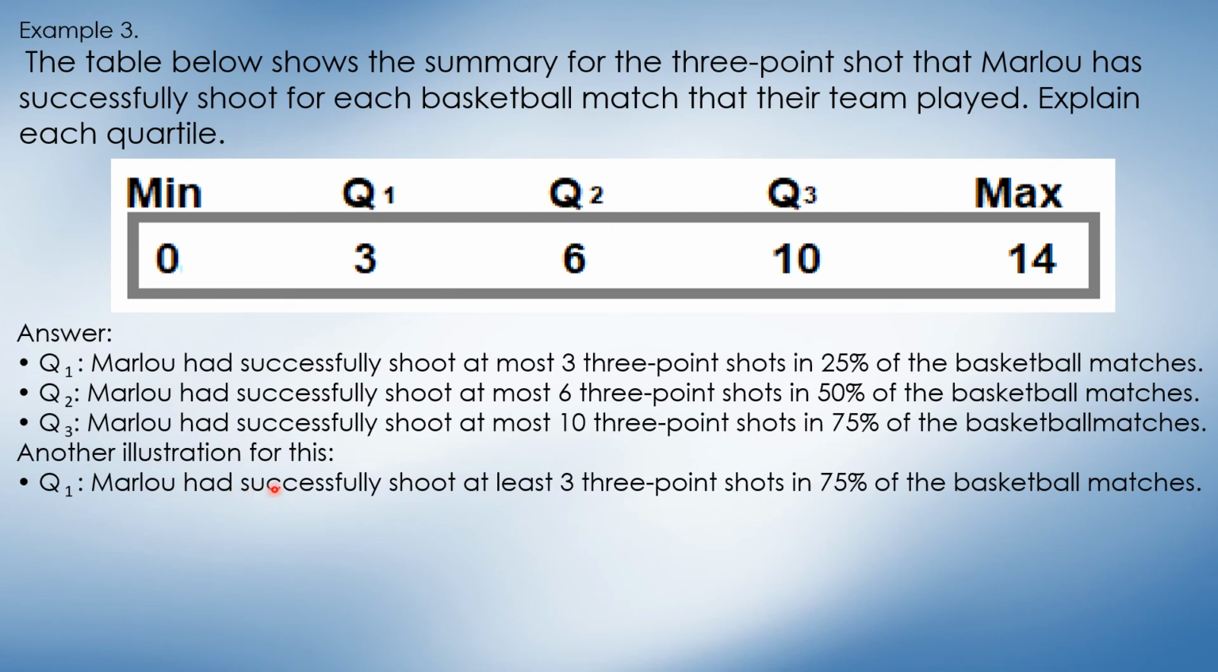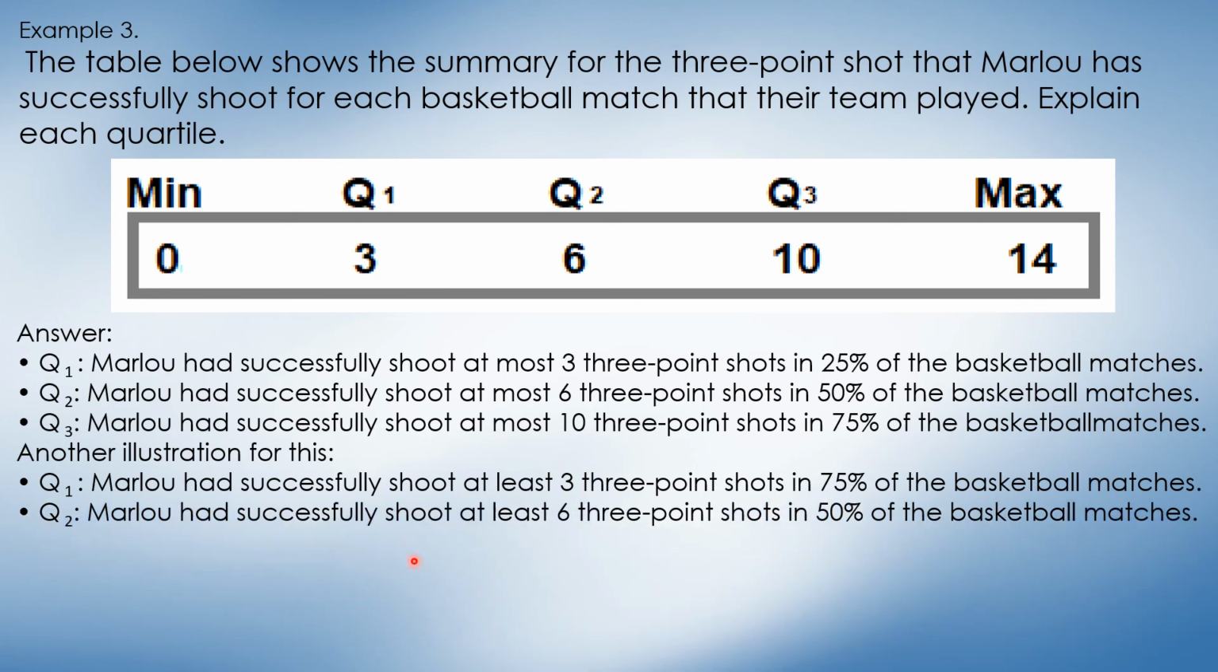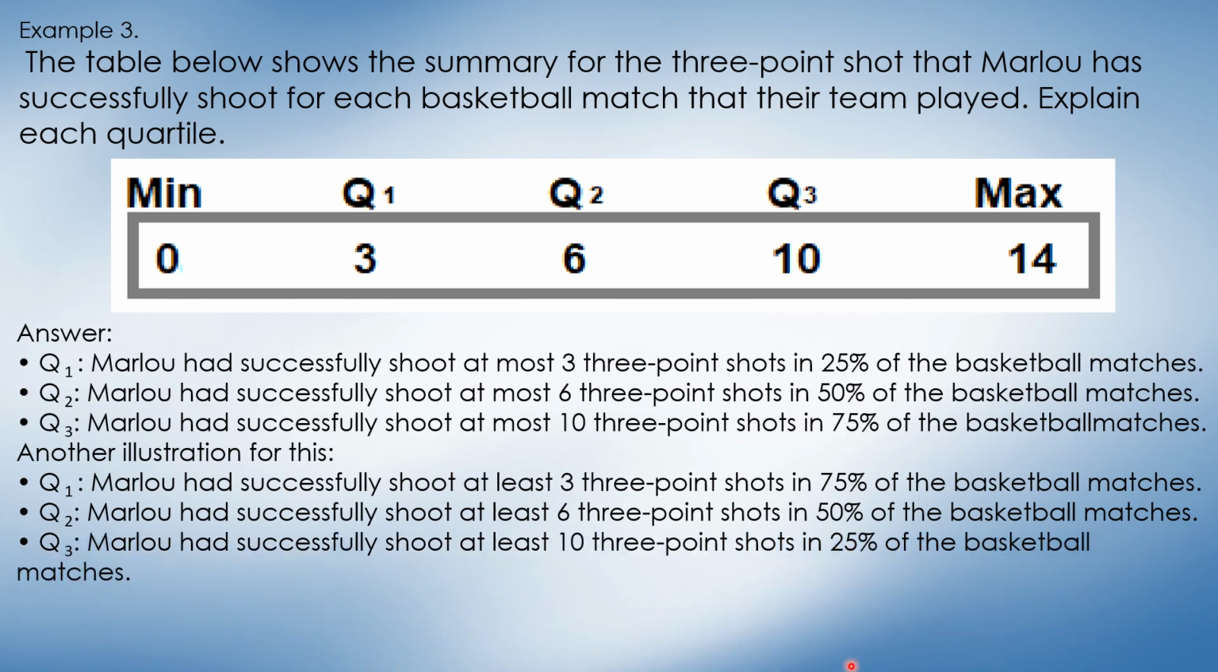Another illustration for this: first quartile, Marlou had successfully shot at least 3 3-point shots in 75% of the basketball matches. Second quartile, Marlou had successfully shot at least 6 3-point shots in 50% of the basketball matches. In the third quartile, Marlou had successfully shot at least 10 3-point shots in 25% of the basketball matches.